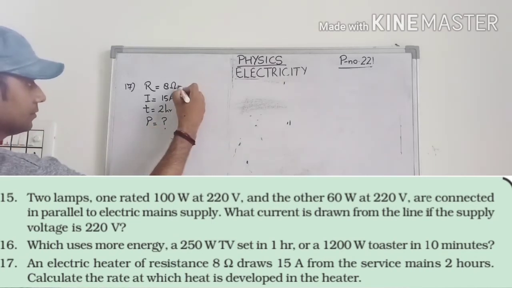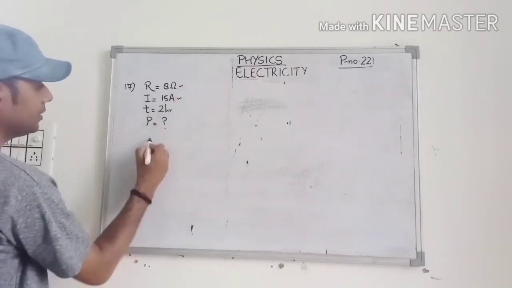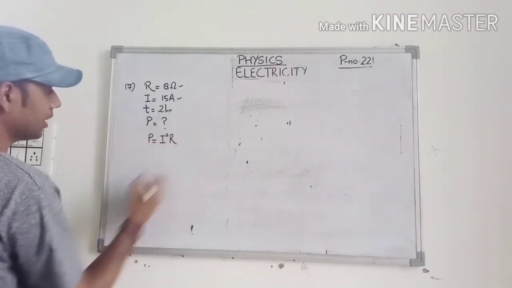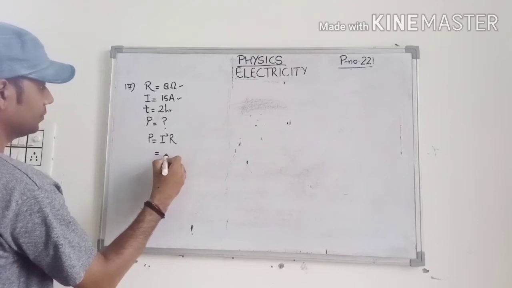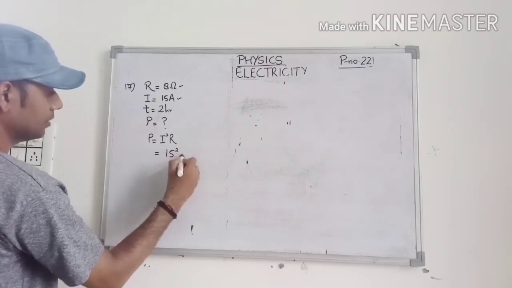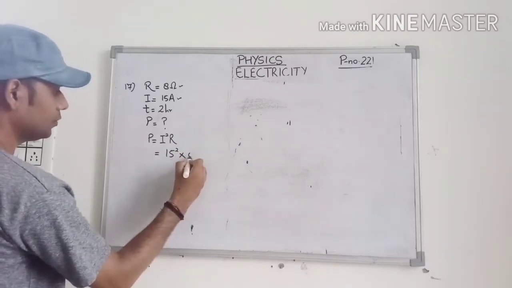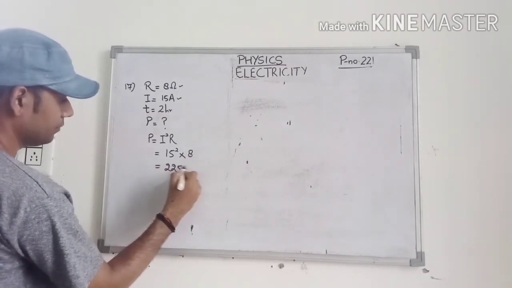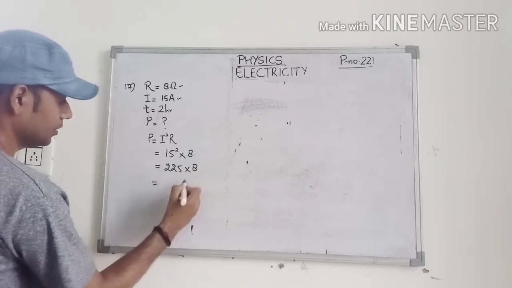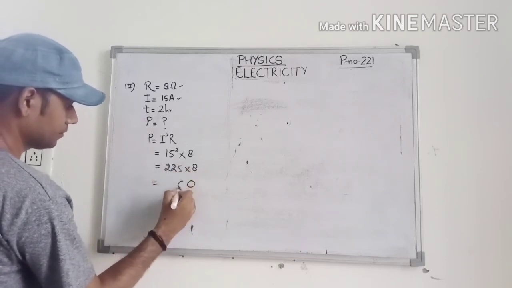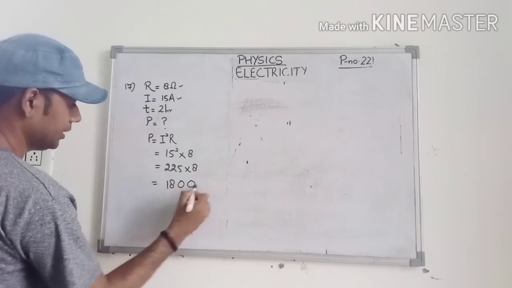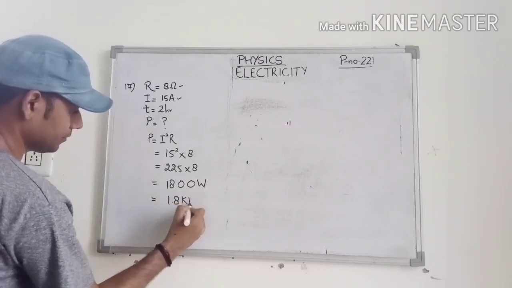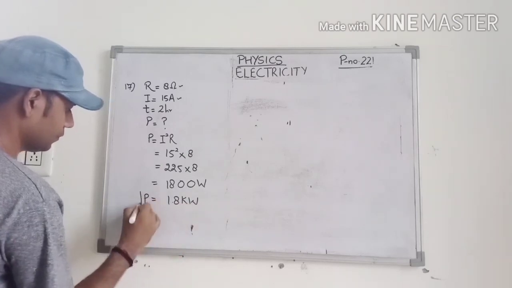Now here we have R and I, and what is the formula of power in terms of I and R? It is I square R. So it is 15 square into 8. 15 square is 225, into 8. That is 1800 watts or 1.8 kilowatts.